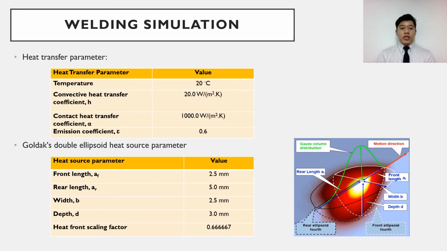So for the welding simulation, these are the heat transfer parameters, which consist of the general temperature of 20 degrees Celsius, the convective heat transfer coefficient, the contact heat transfer coefficient, and the emission coefficient of 0.6. And below are the Goldak double ellipsoid heat source model parameters, which show the frontal length of 2.5 mm, rear length of 5 mm, 2.5 mm width, and 3 mm depth. And on the right is the Goldak heat source model.